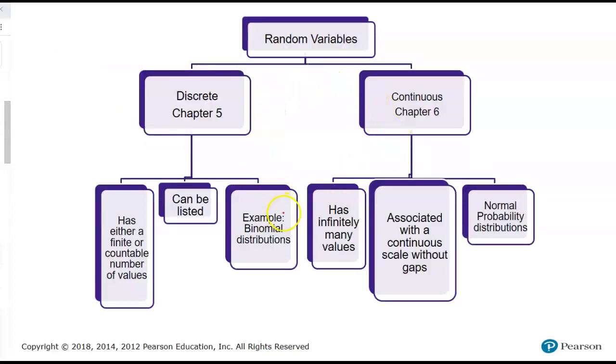Okay, so this is just a chart showing the breakdown here. With random variables, we can either look at them as discrete in chapter 5 or as continuous in chapter 6. In chapter 5, they're either finite or countable as far as the number of values. They can be listed, and an example of this would be a binomial distribution. In chapter 6, they have infinitely many values, so we are not able to list them. It's associated with a continuous scale without gaps. And the probability distribution that we're going to look at most there is the normal probability distribution.